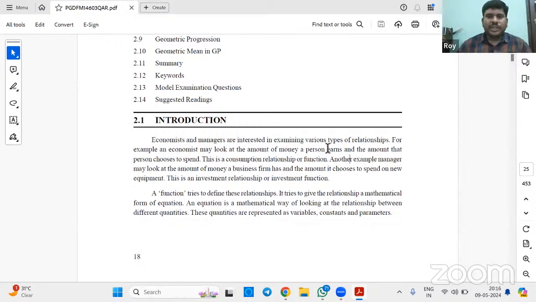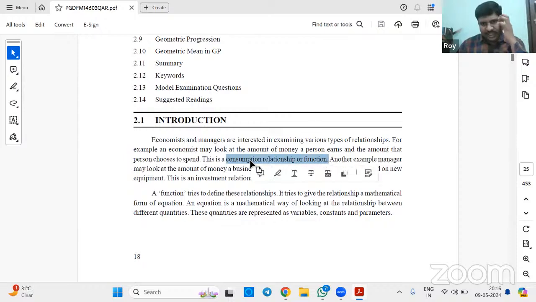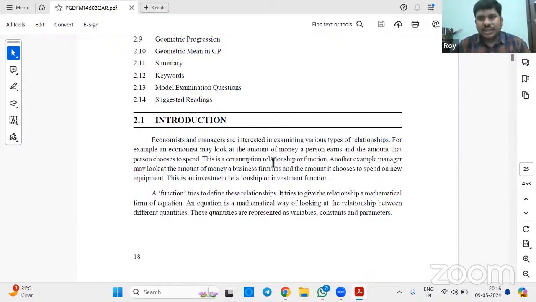Right? For example, here they have given: look at the amount of money a person earns and the amount that the person chooses to spend. This is a consumption relationship or a function. See that? A function which relates the amount that I earn and the amount which I spend.